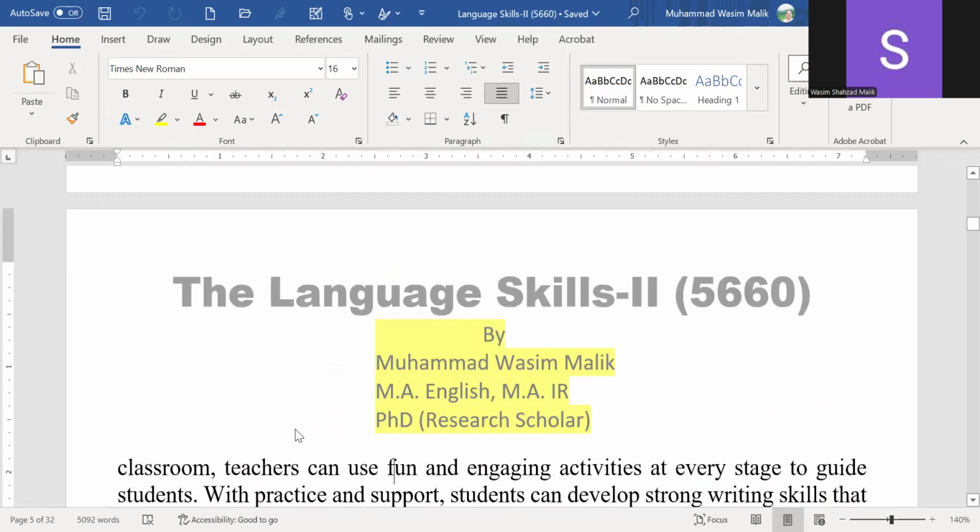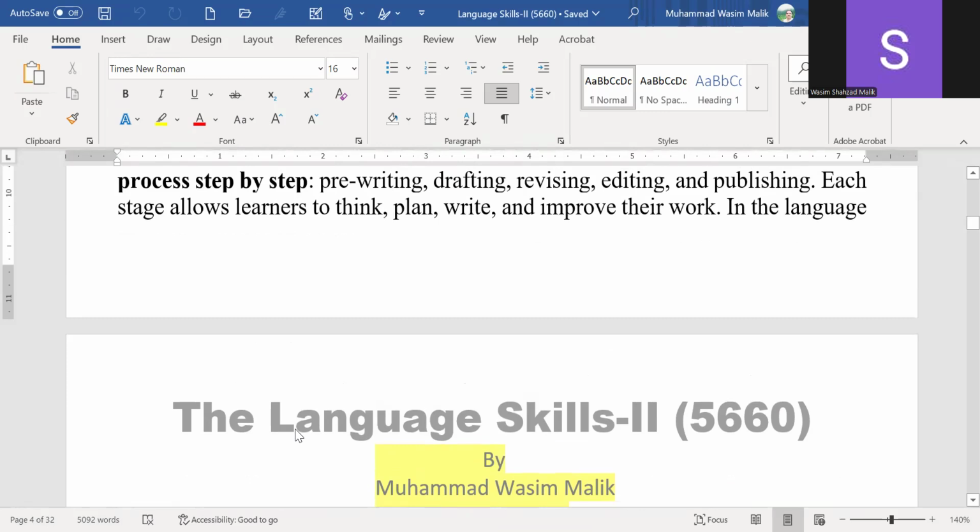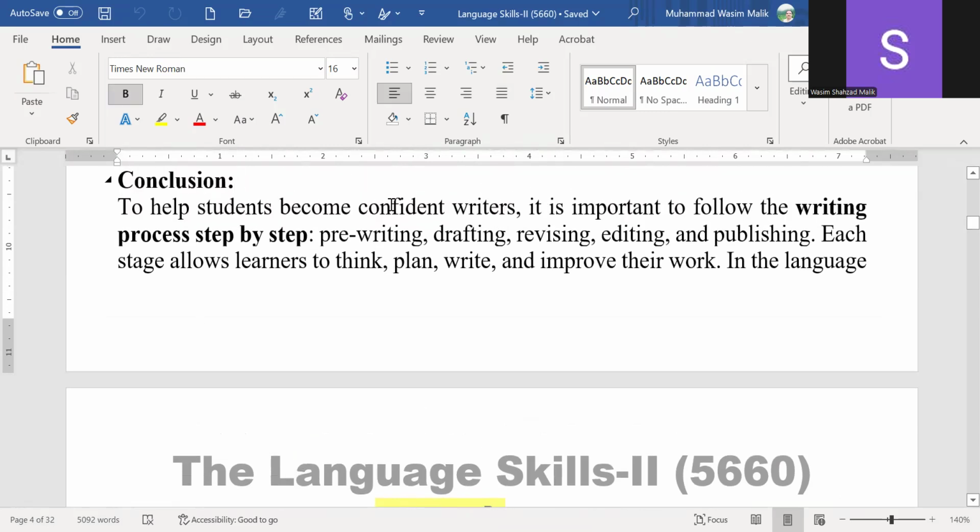We conclude this topic. To help students become confident writers, it is important to follow the writing process step by step. Pre-writing, drafting, revising, editing, and publishing. Each stage allows learners to think, plan, write, and improve their work.